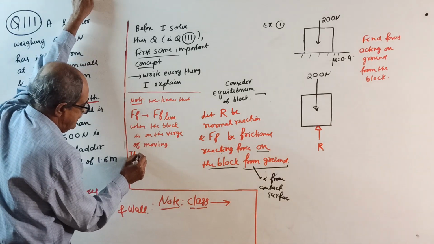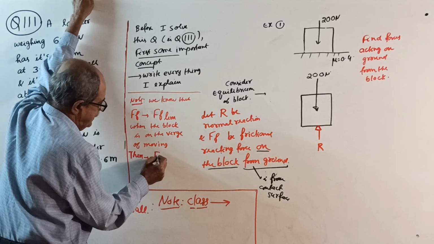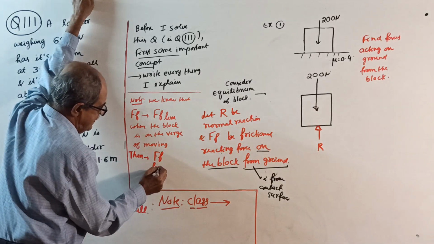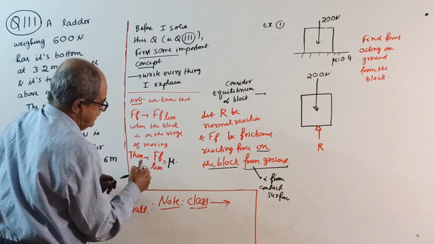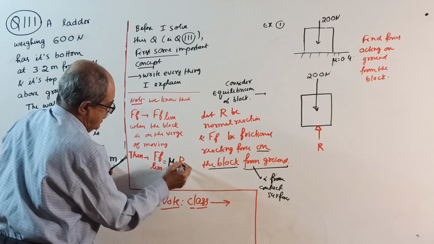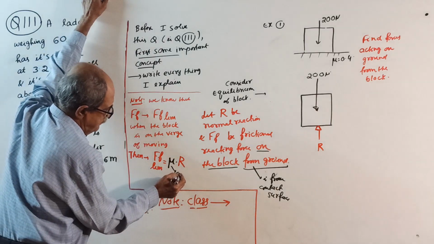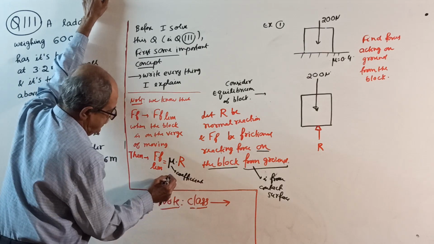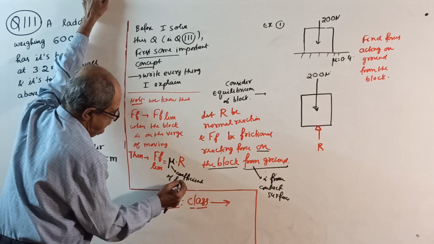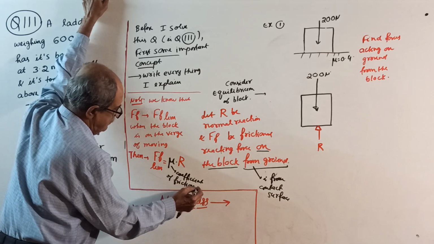Then your FF limit is equal to mu into normal reaction, where mu is the coefficient of friction. See, concepts are very, very important.